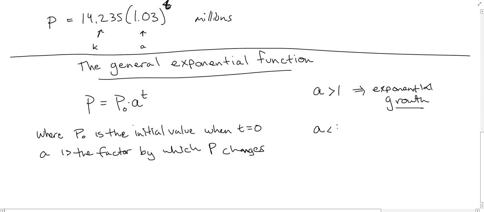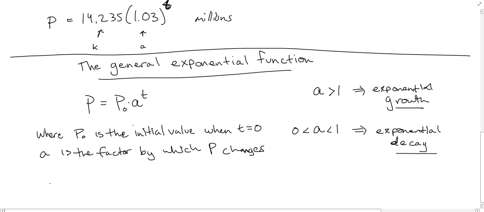However, a can be less than 1. It's still going to be positive, but it could be less than 1, and in that case, this represents exponential decay. So instead of growing, think of something as decreasing or decaying. We call that exponential decay. It is still going to be a positive number, but between 0 and 1, just imagine a fraction, like maybe 1/2 or 1/4 or something like that.